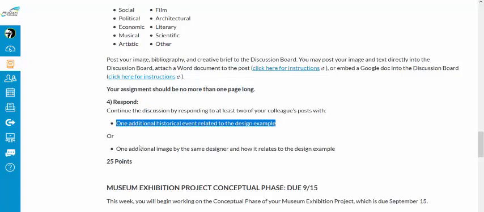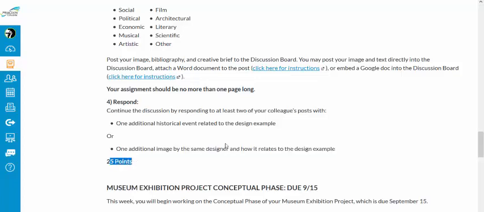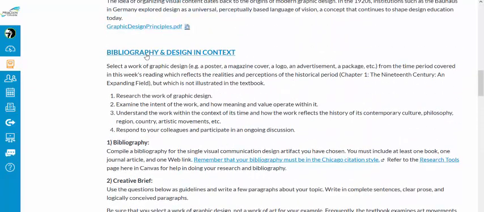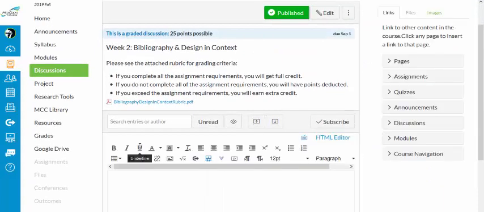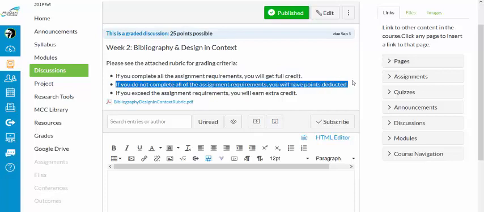To turn in your assignment, just click this link up here. That will take you into the area where you're going to post it. It's actually in the discussion board. Now you might want to have a look at the rubric for grading this assignment. If you complete all of the assignment requirements, you will of course get full credit. If you do not complete all of the requirements, you'll have points deducted, but if you exceed the assignment requirements, you'll get extra credit. So that's this week's bibliography in Design and Context assignment.